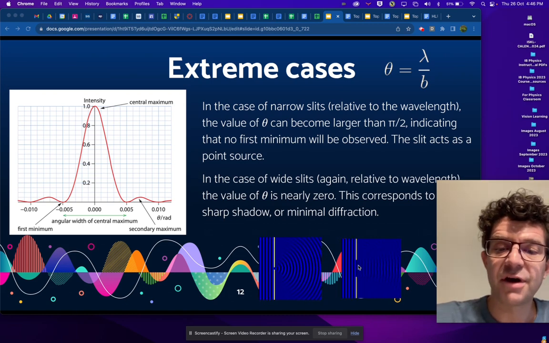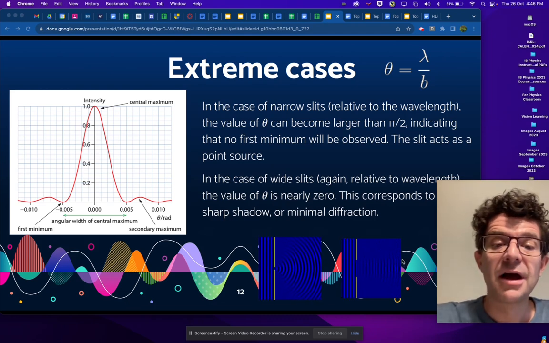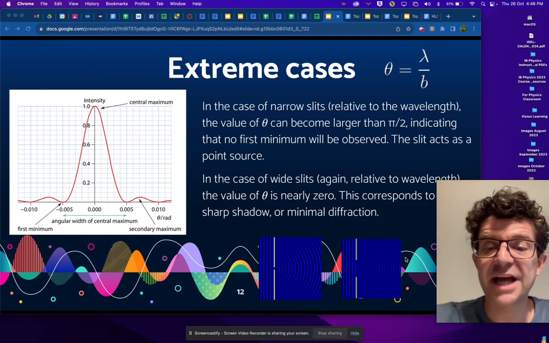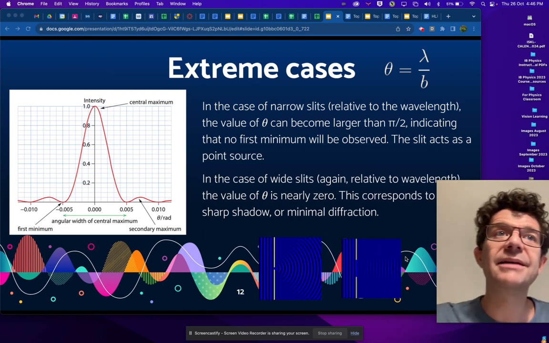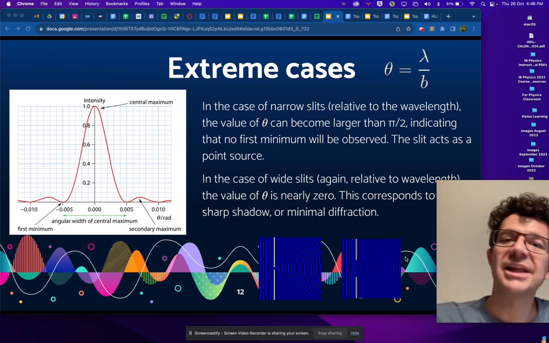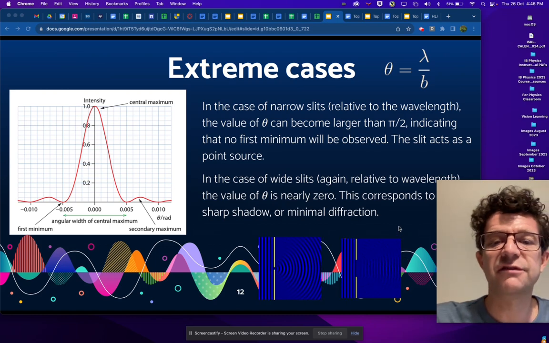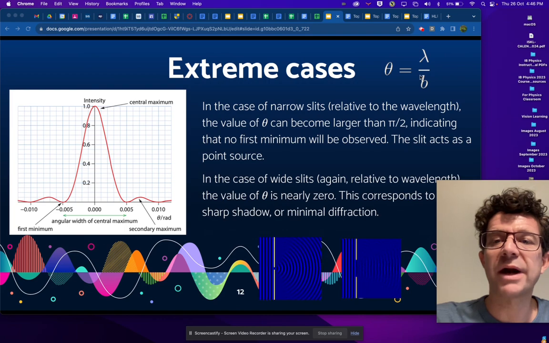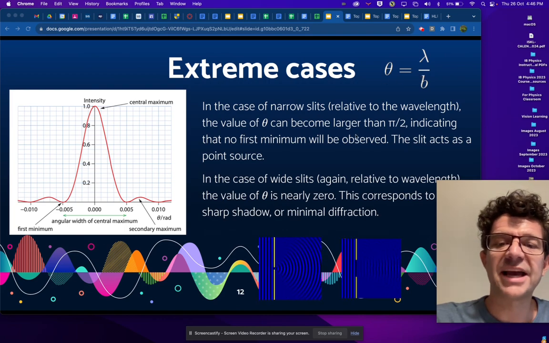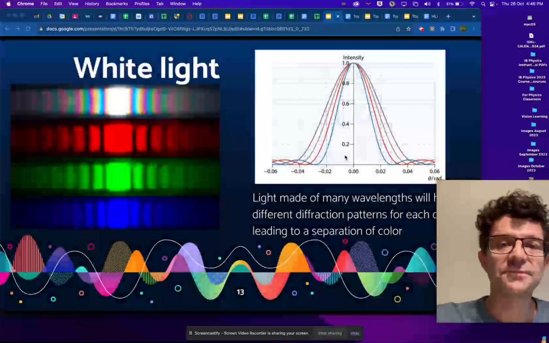On the other hand, if you have a very wide slit, you get very little diffraction. You have a quite sharp shadow, and you see minimal spreading of the light. It's almost like the slit doesn't have the effect of causing diffraction. And that would be where b becomes quite large and the diffraction angle becomes quite small.